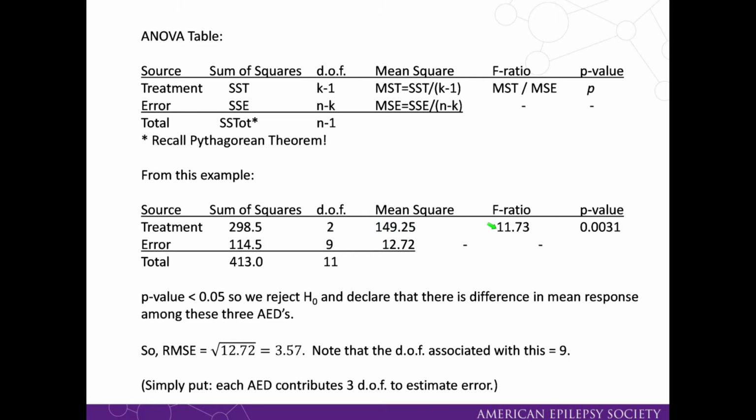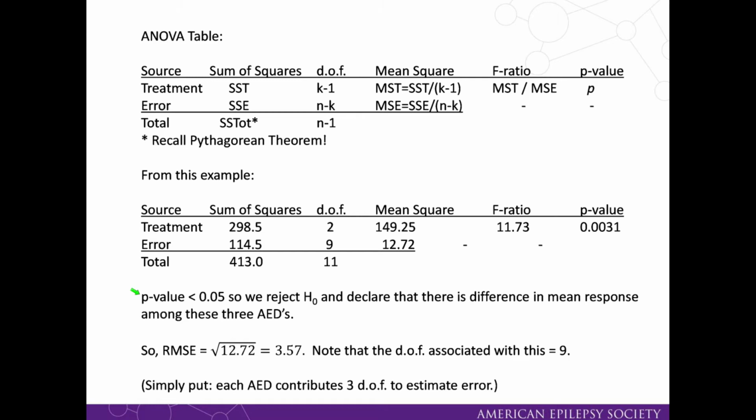And so we get an F ratio of 11.73 and a resulting p-value of 0.0031. This p-value is statistically significant. It is smaller than 0.05, and that is the typical value that we use for alpha level of significance. We don't have to, but it's traditional. So we reject the null hypothesis and declare that there's a difference in mean response among these 3 AEDs.